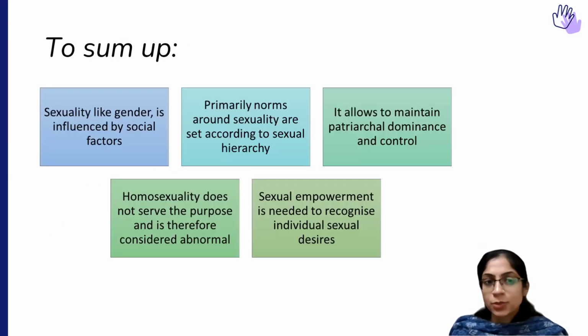Now let's sum up the unit. We began with the understanding of sexuality. Sexuality, we said, is the feeling of intimacy for another person. This feeling, like gender, is a socially constructed feeling. It is influenced by multiple factors like caste, class, religion, region, etc. Right? Now, sexuality is primarily determined on the basis of sexual hierarchy.